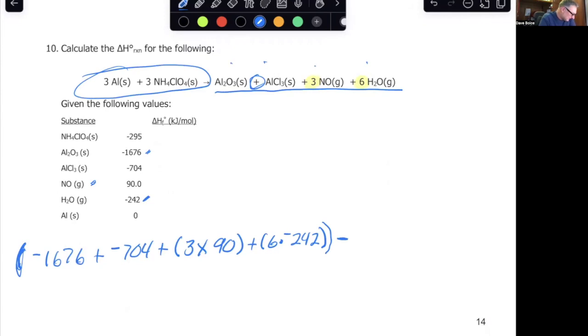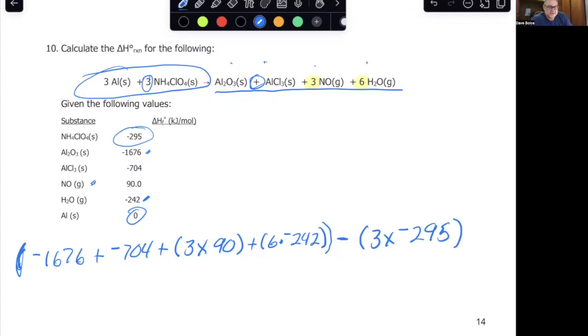Okay. And I have a feeling I know what aluminum is. Yep, it's 0 because it's already in its elemental state. So minus 3 times, again, this 3 super important, NH4ClO4, where you at, buddy? Right here, negative 295. Make sure I didn't write that anywhere else. Okay. Negative 295. Close my parentheses. And so there you go.